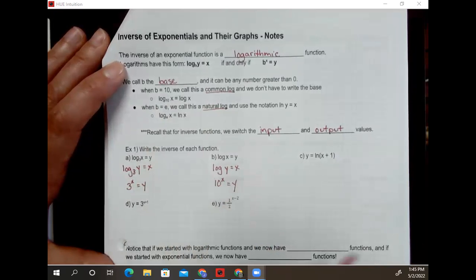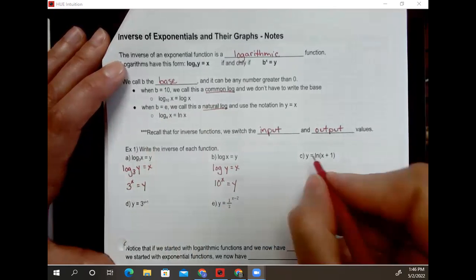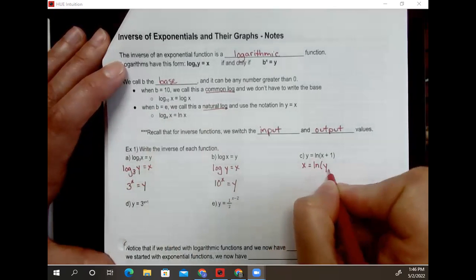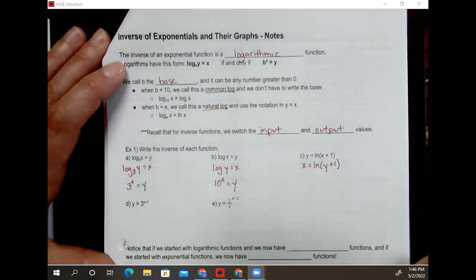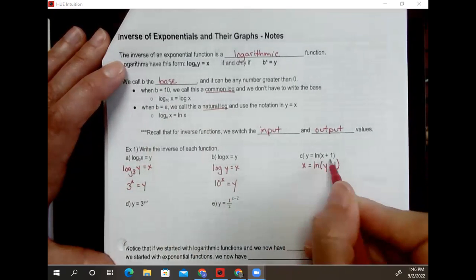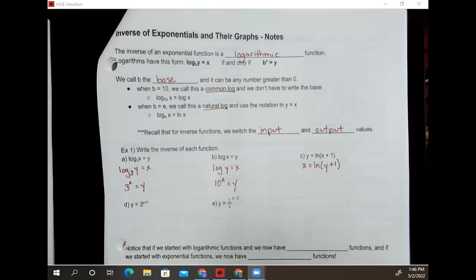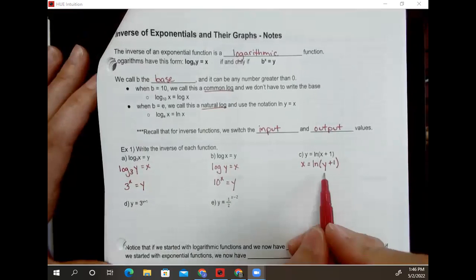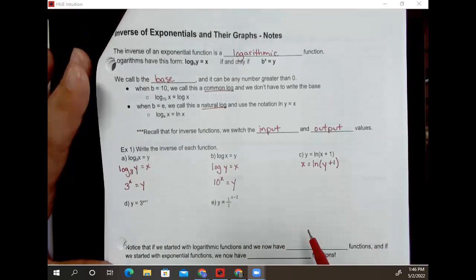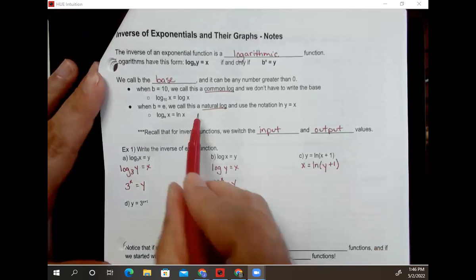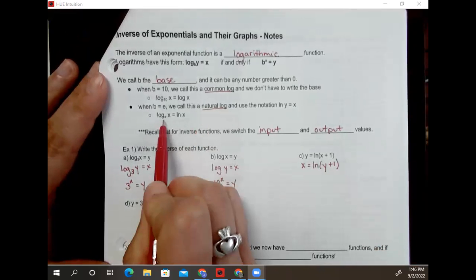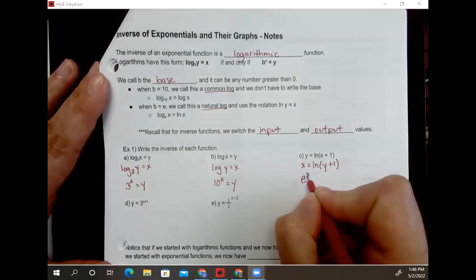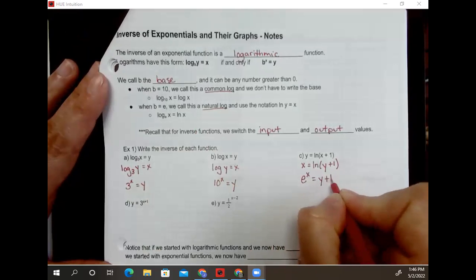This is the inverse. For c, again, I'm going to start by switching x and y. x equals the natural log of y plus 1. Since this is all in parentheses, I'm not going to touch anything inside of those parentheses. That is all the argument for my log, and I don't want to touch it. Instead, what I want to do to get y by itself is to start by rewriting this in its exponential format. So here, that ln, remember, is what we call the natural log, so its base is e. So as I rewrite this, the base for my exponent will be e. I'll have e to the x equals y plus 1.